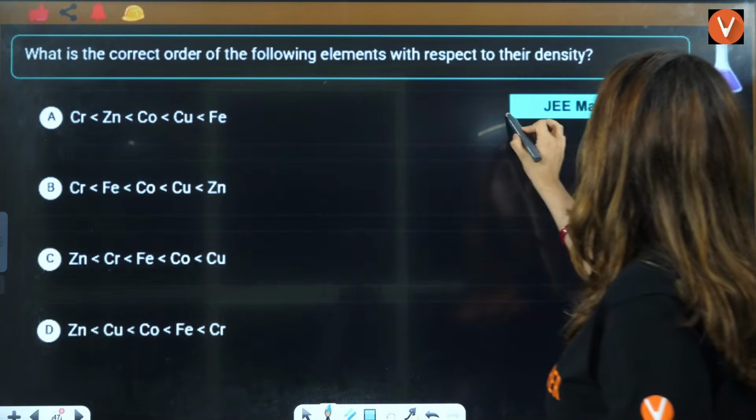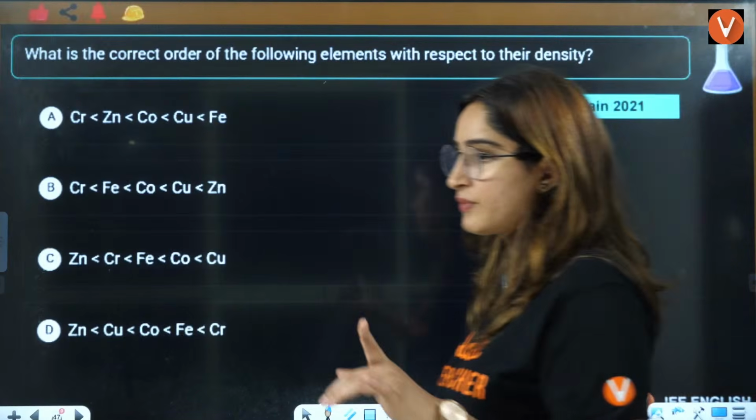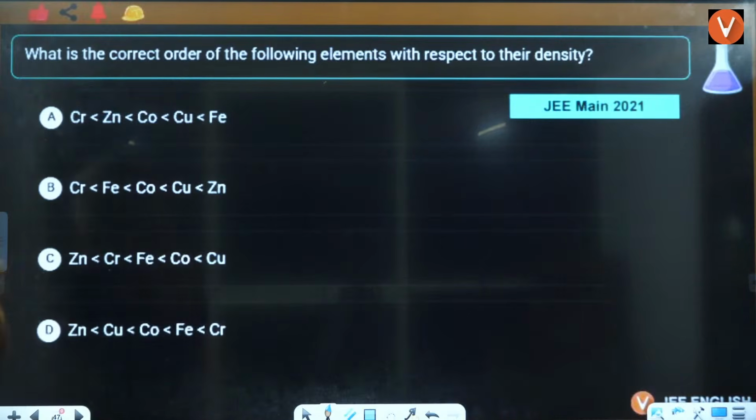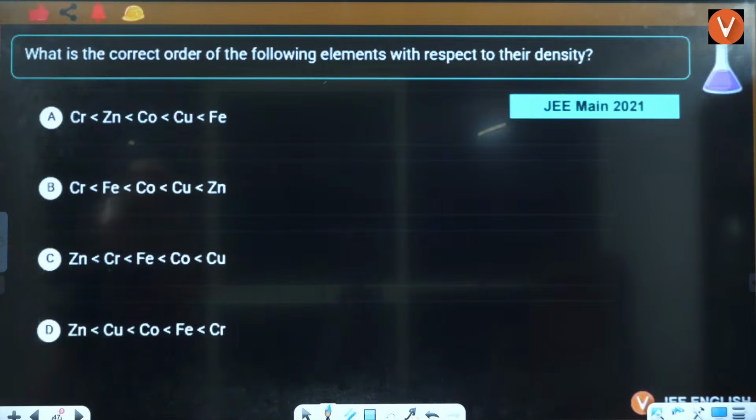Now this is your JEE Mains 2021 question that is based on density, right? Based on direct density. Okay. Yes, everybody. Everyone, I'm waiting for your answers in the chat box. Let me see. Let me put a poll also here. Let us see who will answer. Okay. Let's see A or B.